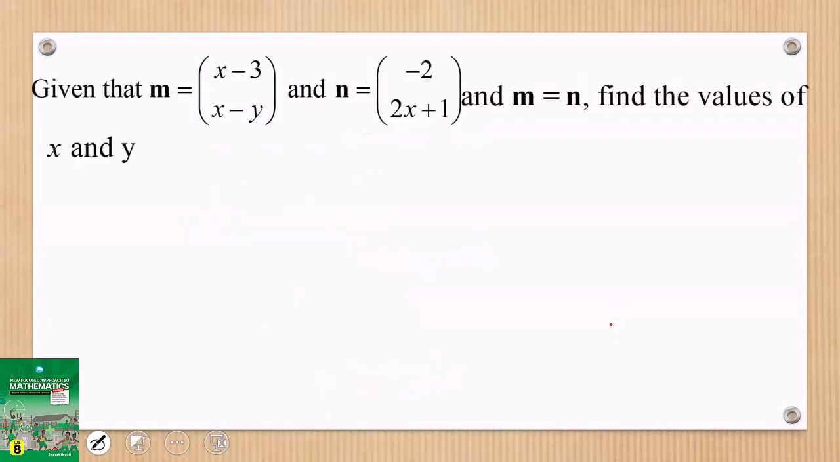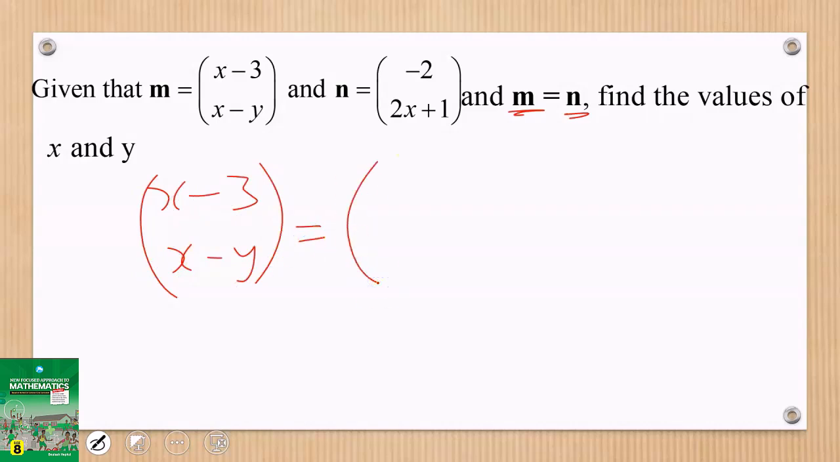Let's try another example. Given that vector m is (x - 3, x - y), vector n is (-2, 2x + 1). The question says that m and n are equal. We should find the values of x and y. If they are equal, then we have (x - 3, x - y) should be equal to (-2, 2x + 1). This is what we are saying.